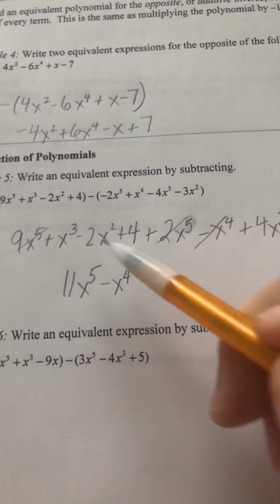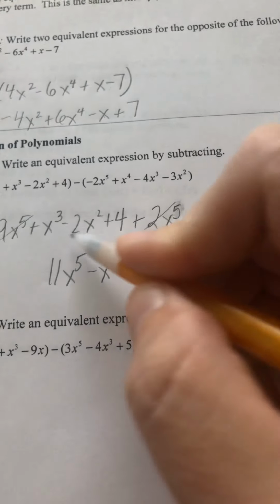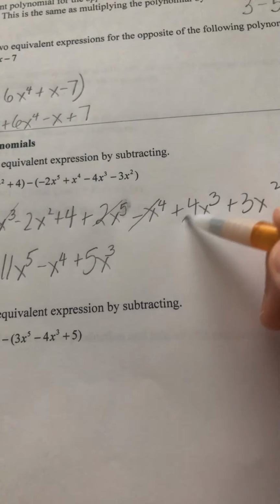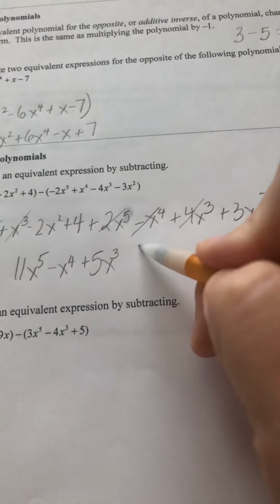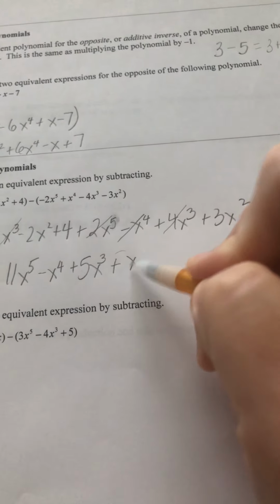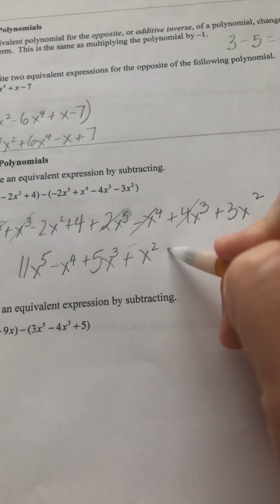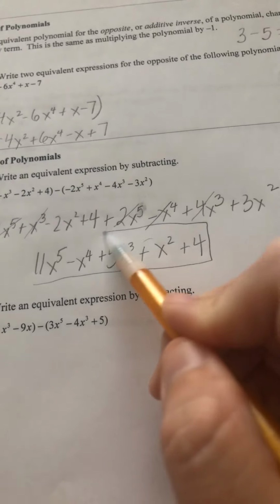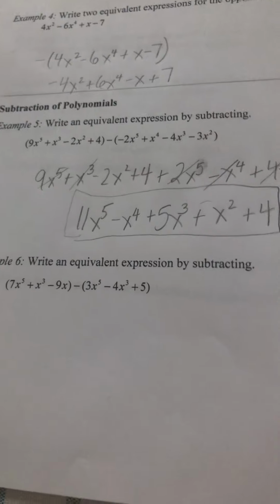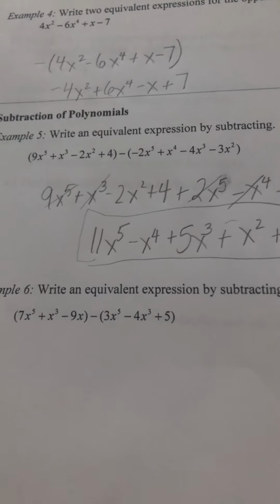Your cube terms, 1x cubed and 4x cubed, so 5x cubed. And you could maybe cross them out if you're having trouble keeping track of them. X squared terms, negative 2x squared and 3x squared is 1x squared. And then constant, you just have a 4 in there and that's it. And that's your final answer. But this is really important when you have minus next to parentheses. Everything after that has to become the opposite sign because subtracting is the same thing as adding the opposite.